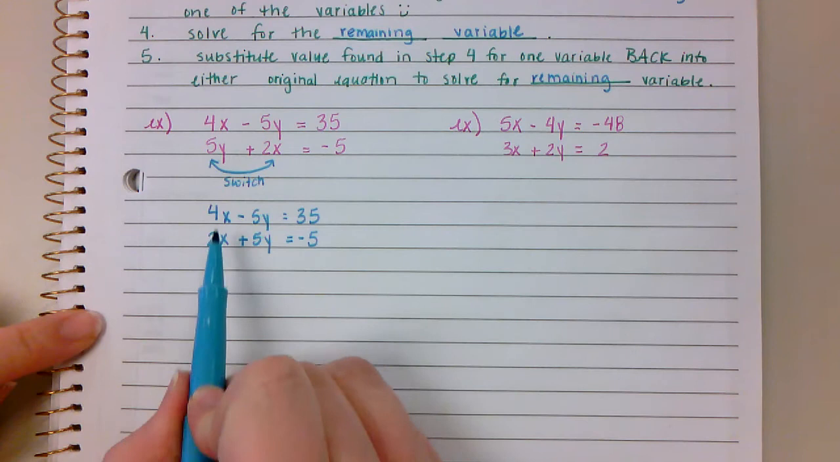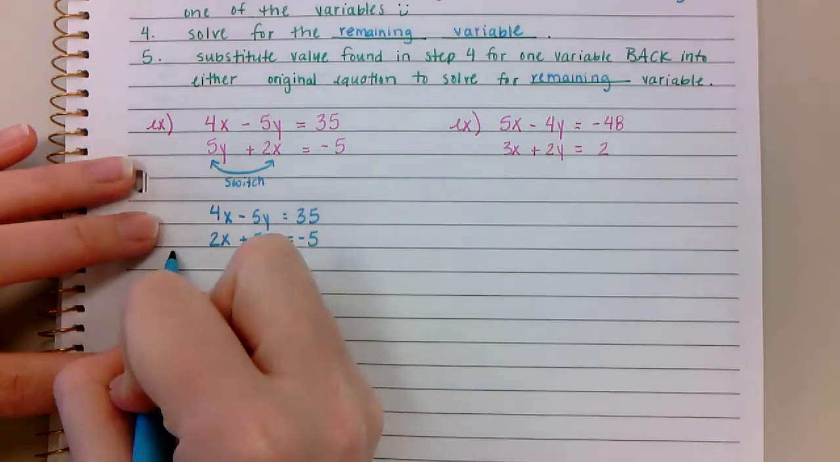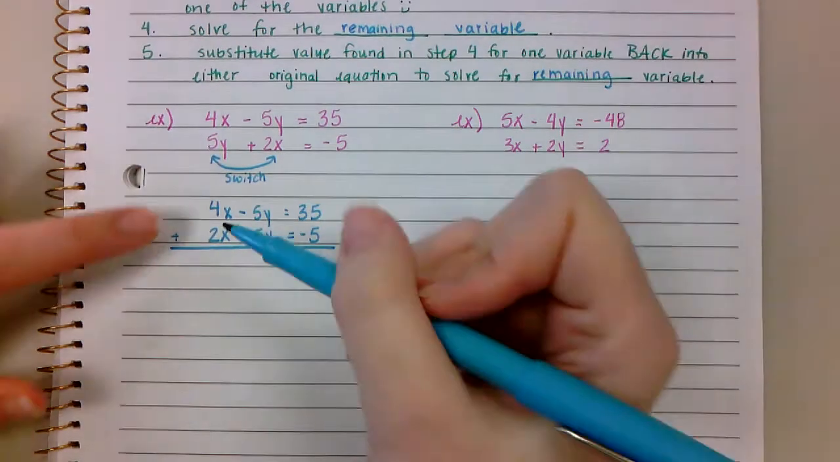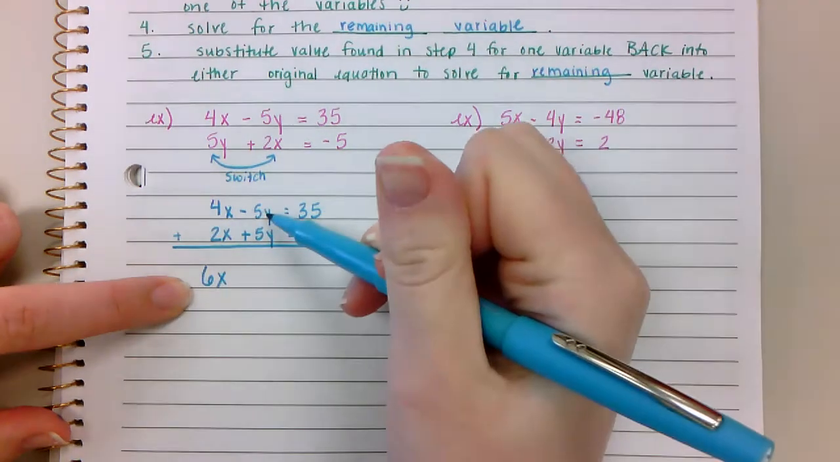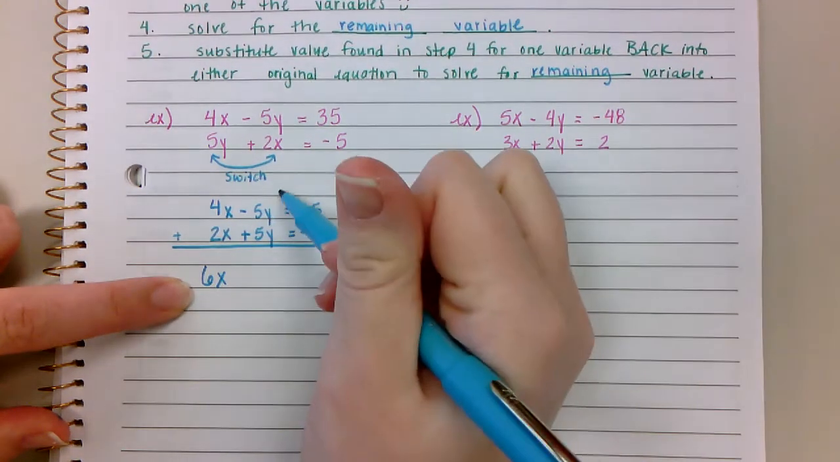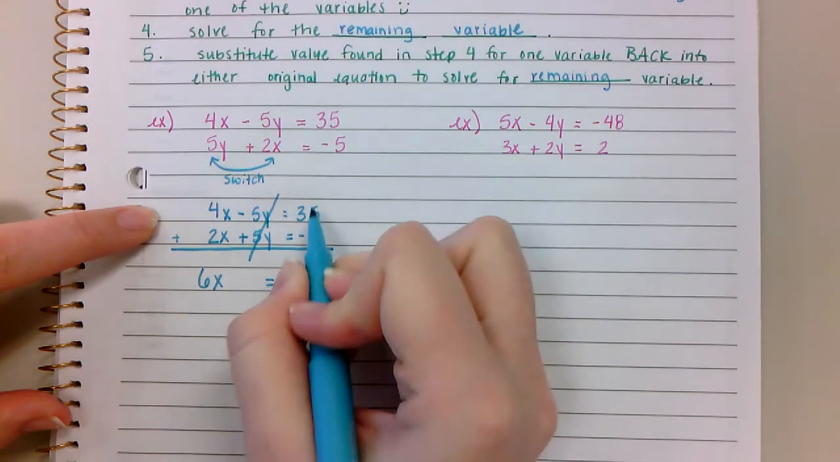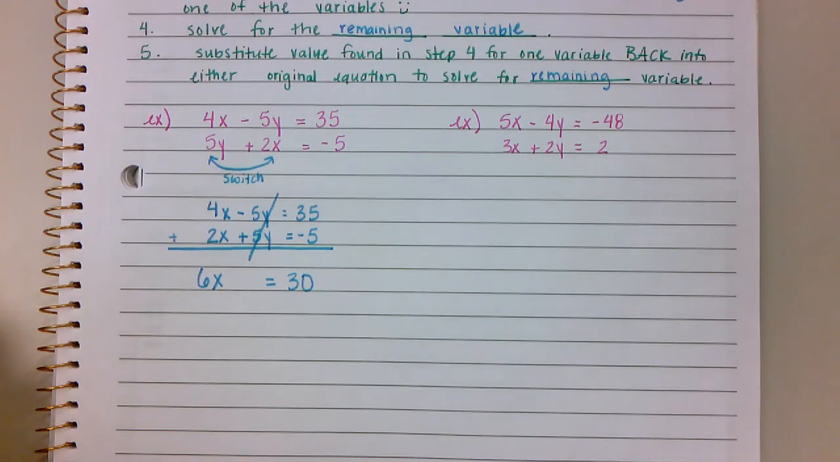So now that I've rearranged them and they're in columns of like terms, I can start working. So I'm going to combine everything together. 4x and 2x is 6x. Negative 5y, positive 5y cancel. So those are eliminated. Bring down my equal sign, and 35 minus 5 is 30. So this is actually what I'm left with. 6x equals 30. I don't have a y at all. So now I'm just solving for the remaining variable.